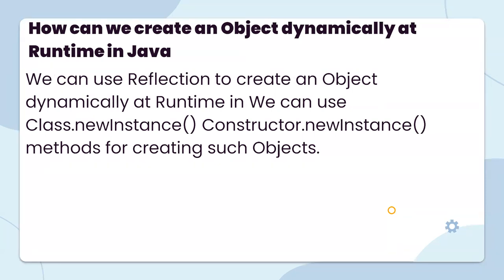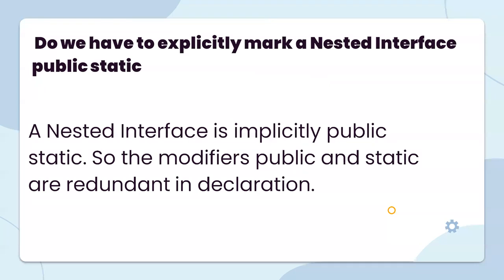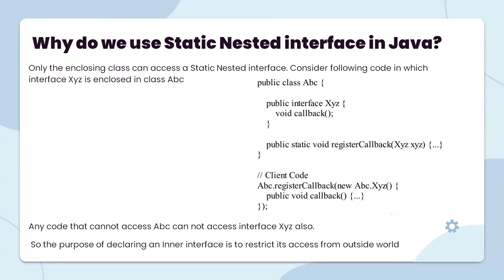How can we create an object dynamically at runtime in Java? By using the Class.newInstance method or Constructor.newInstance method. Reflection, okay. Do we have to explicitly mark a nested interface public static? A nested interface is implicitly public static, so the modifiers public and static are redundant in the declaration.